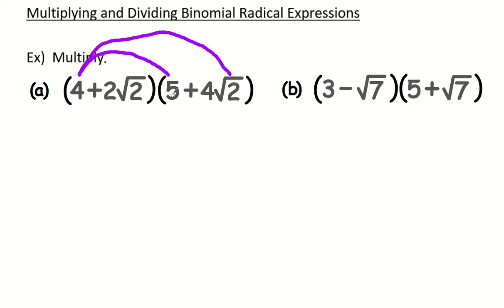And a lot of people, teachers, textbooks, whatever, refer to this exact scenario as FOIL. Remember, all you're doing is really just distributing, as you're doing all the distributing you have to do. But a lot of people refer to this as FOIL. So 4 times 5, that's just 20. And then we got to do 4 times 4 root 2. Okay?